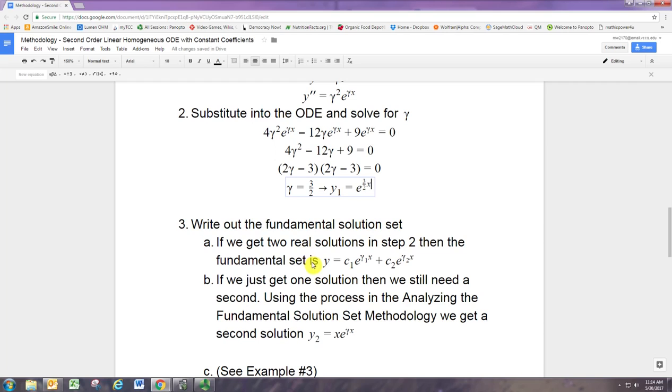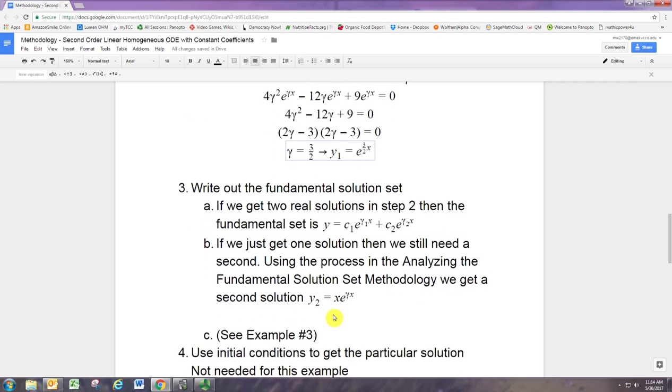You can actually use the process in the previous methodology, analyzing the fundamental solution set, where we used that formula for u and found a second solution in the case where we're only given one. You can do that in this case. We'll spare you the details and just give you the formula, because it's always going to be the same. You would just take whatever y1 is and multiply by x, or whatever your independent variable is. So in this case, y2 is x times e to the 3/2 x.